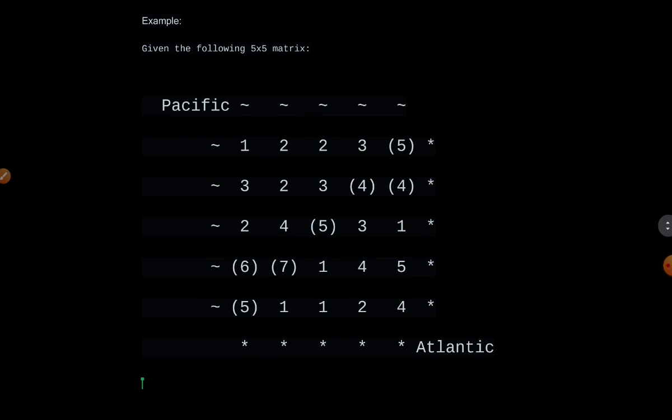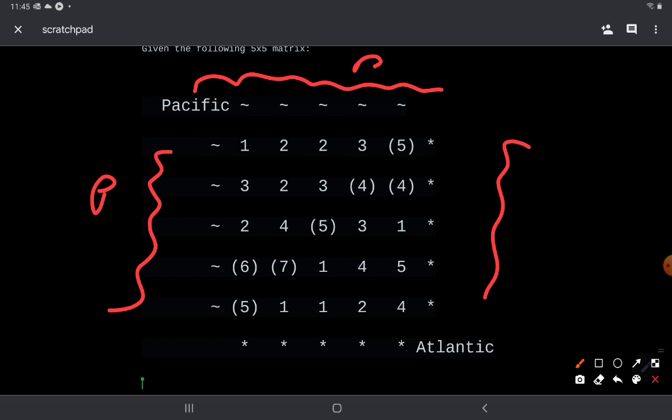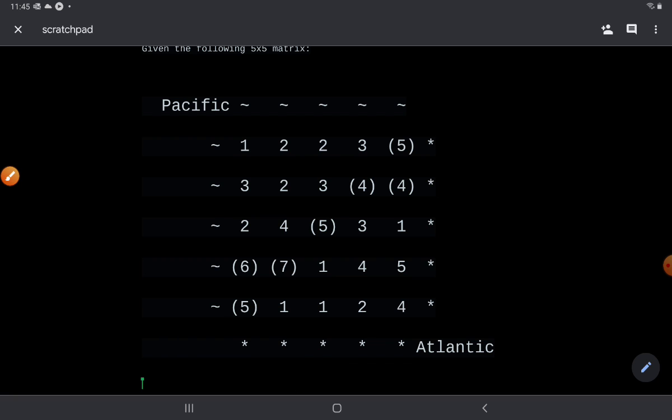So if you see over here, on this side there is the Pacific Ocean, and also on this side there is the Pacific Ocean, so these two are Pacific. And on this side there is the Atlantic Ocean, and this side there is again the Atlantic Ocean. So what we need to do is find out cells from which water can flow to both Pacific and Atlantic.